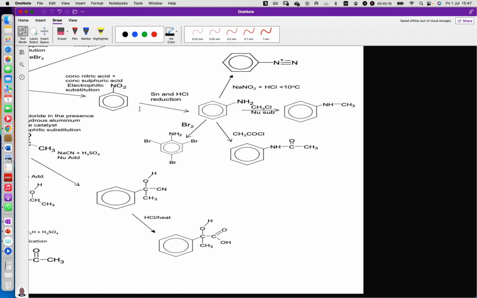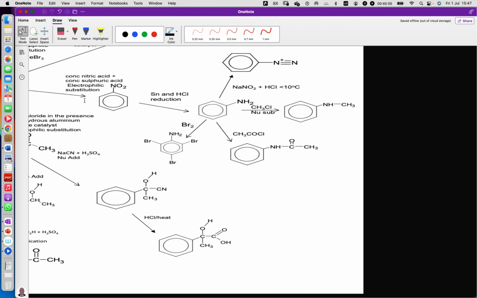Nitrobenzene will react with tin and hydrochloric acid, and this is reduction to produce phenylamine. This phenylamine is formed by the process of reduction. I told you that during reduction, there is addition of hydrogen to the compound.